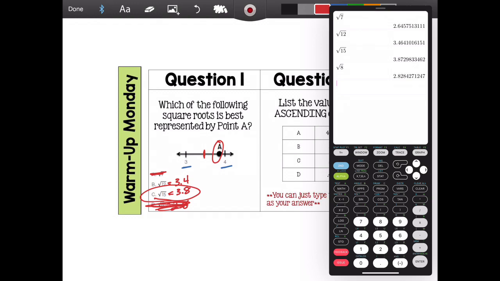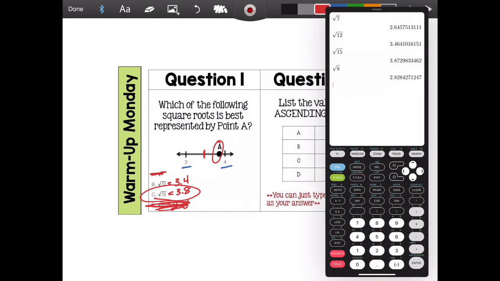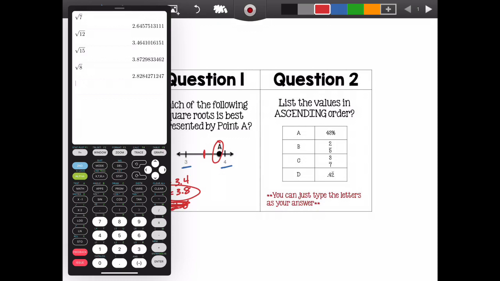All right, question number 2. So I'm going to move my calculator over. Question number 2 says, list the values in ascending order. You can just type the letters as your answer. As I said in the warm-up discussion, you could just use the letters to put the order in so you didn't have to type out all of the numbers and fractions.